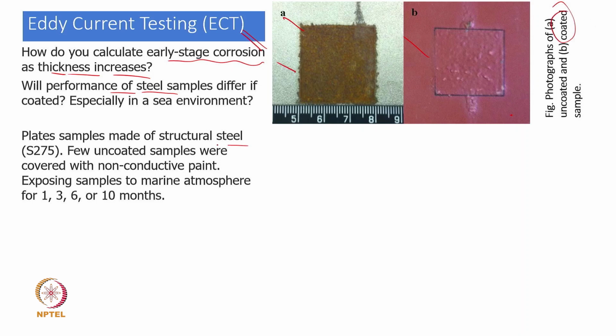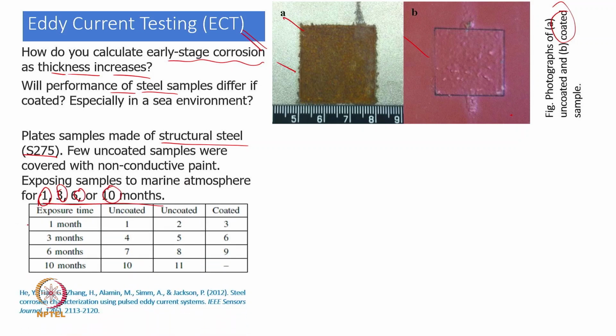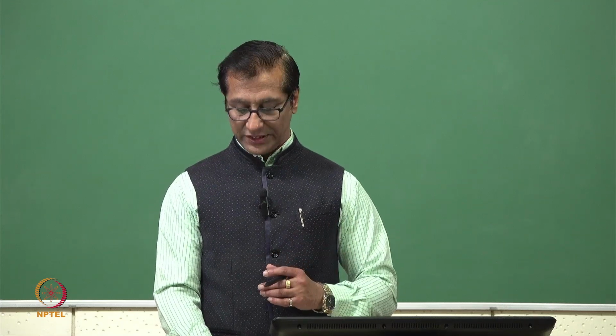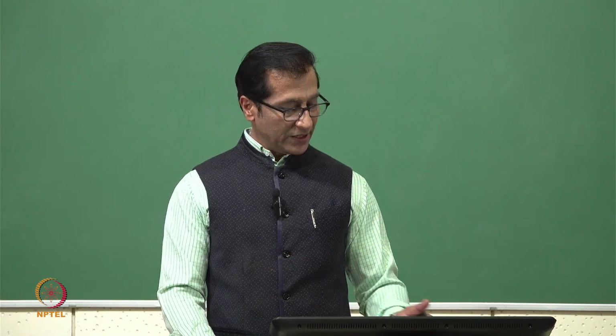So these people used structural steel, the material utilized being S275, and they tested it for 1 month, 3 months, 6 months, and 10 months for both coated and uncoated. That is the time given, and then they gave samples 1, 2, 3, 4, 5. These are all uncoated, and then this is coated with a non-conductive paint so that conduction should not occur, to see whether it can provide some sort of protection or not. And the last one is coated.